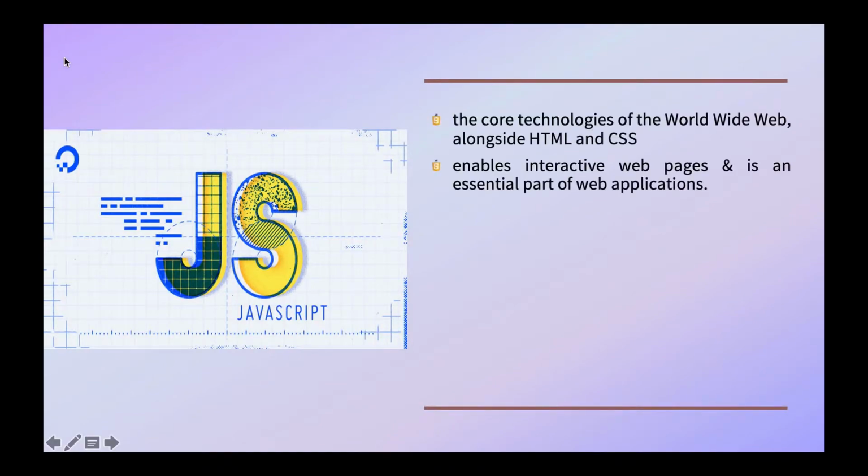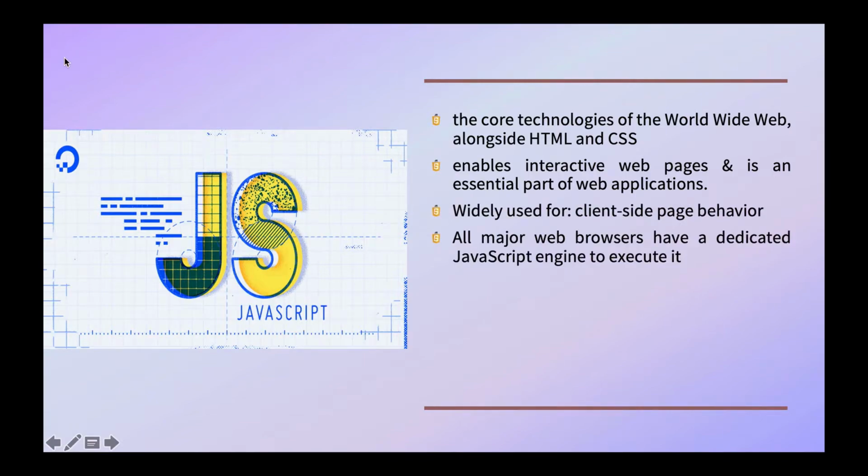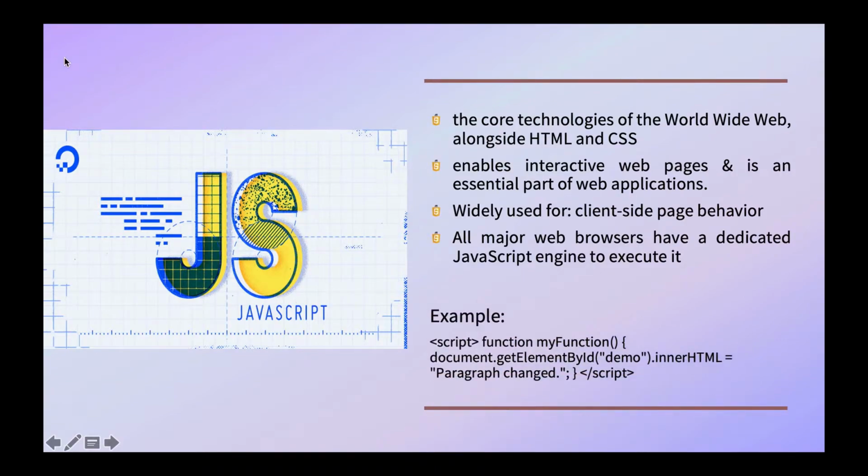Next, we have JavaScript. It is a core technology of the World Wide Web along with HTML and CSS. It enables interactive web pages and is an essential part of the application. It is widely used for client-side page behavior, and all major web browsers have a dedicated JavaScript engine to execute it. Here's an example. In essence, it represents the interactive part of the web page on the front end by working with HTML and CSS. Examples of what it can do include things like zoom-in functions, alerts, and animations.